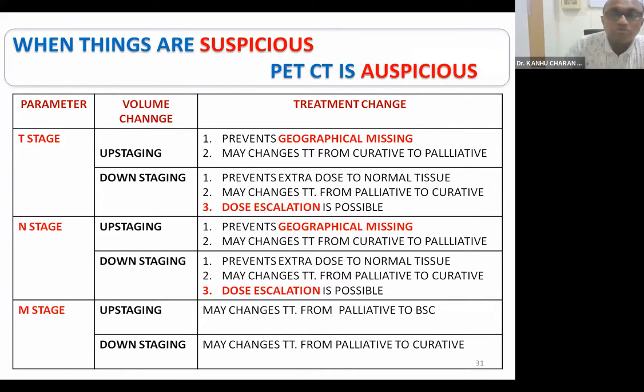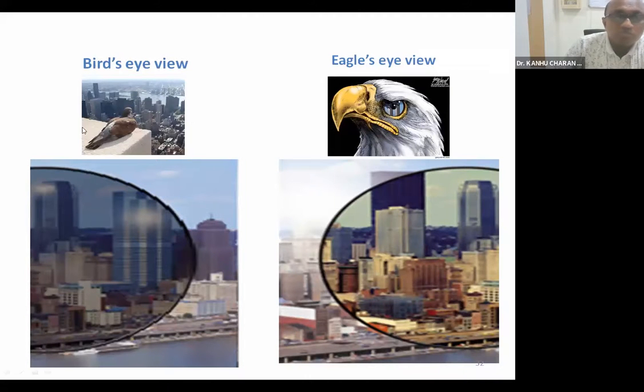You have to see: when things are suspicious, PET CT is auspicious. Very good line. So when you are thinking suspicious, go for a PET CT. That will be helpful for you to define the disease, because CT scan is mostly a bird's eye view and PET scan is the eagle's eye view, so we can see and define easily and have some confirmation in your mind to go for the treatment.